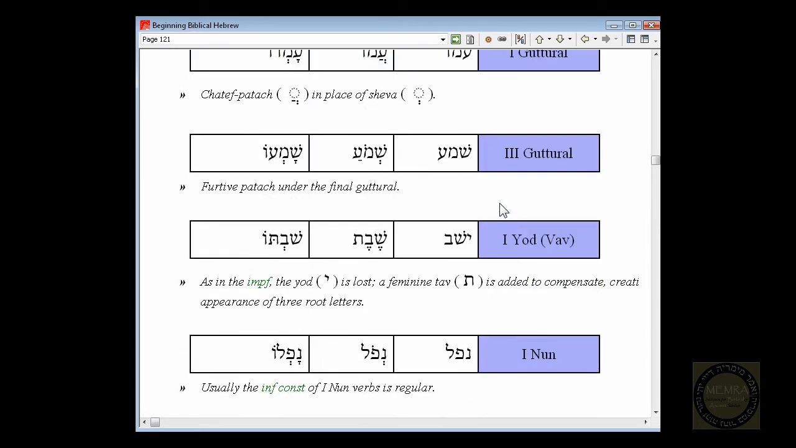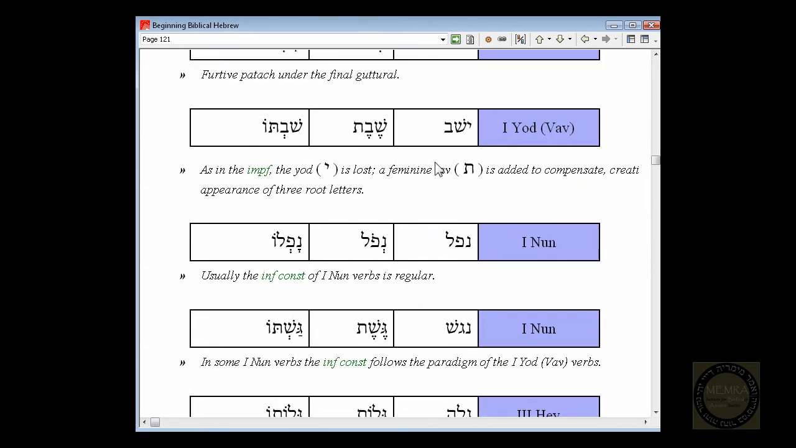Next one, third guttural. What do we have? Shva holum. We have the helping patach here, but it's still shva holum. Again, can take a suffix. First yod. Now here we have something different. And it's going to happen, watch this, with first yod and with certain first noon verbs down here. It does not have a normal shva holum. It has a T ending. And it's always going to have segol, segol, shevet, geshet.